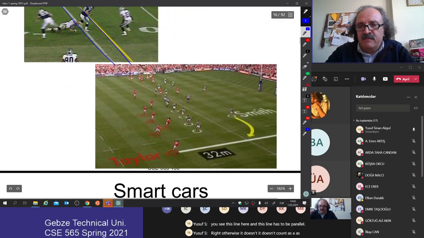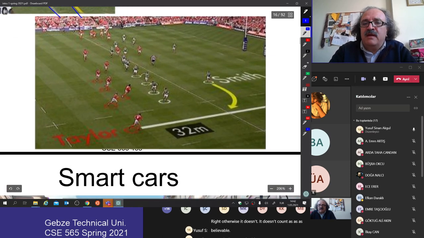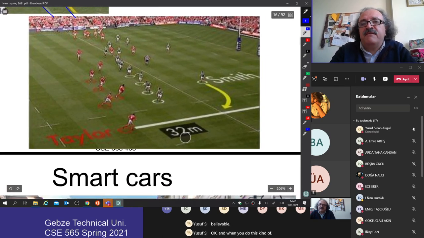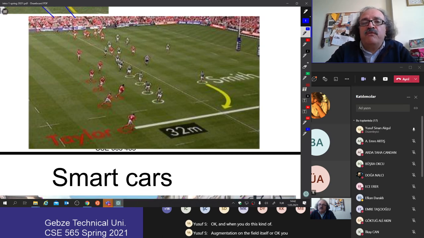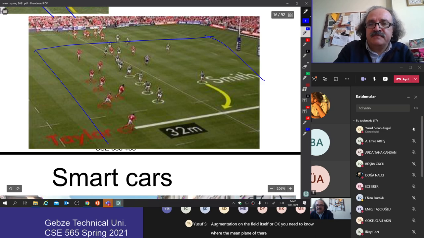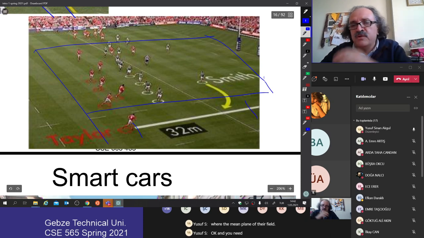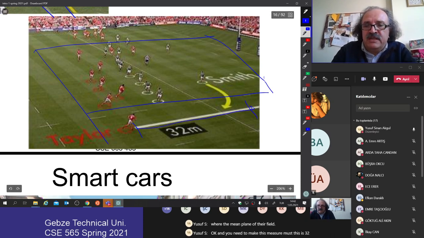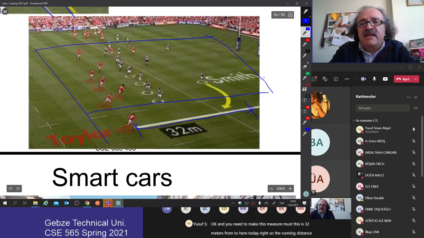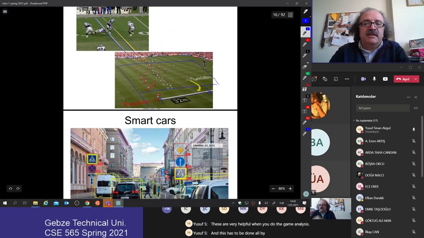it doesn't count as believable. Okay, and when you do this kind of augmentation on the field itself, you need to know where the mean plane of the field is, and you need to make these measurements. This is 32 meters from here to there, right? So the running distance. These are very helpful when you do the game analysis, and this has to be done all by computer vision, right?